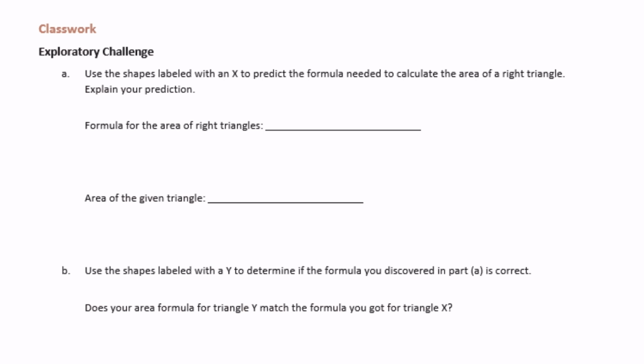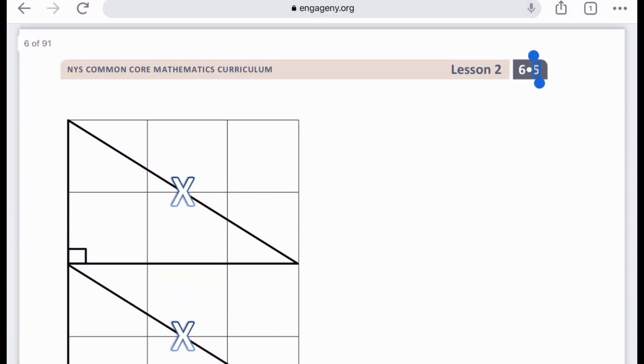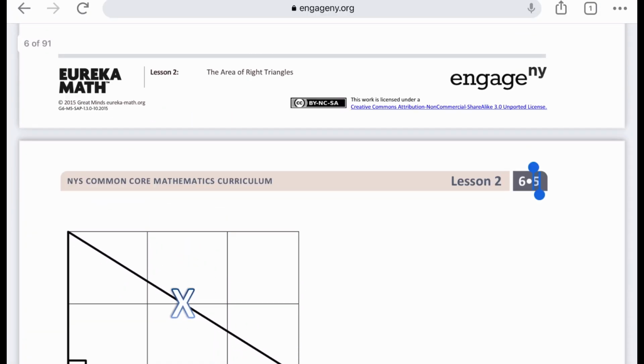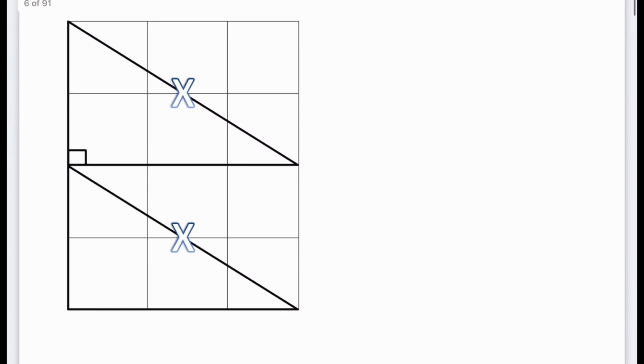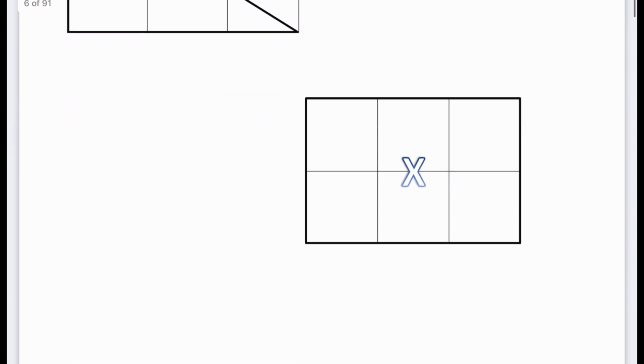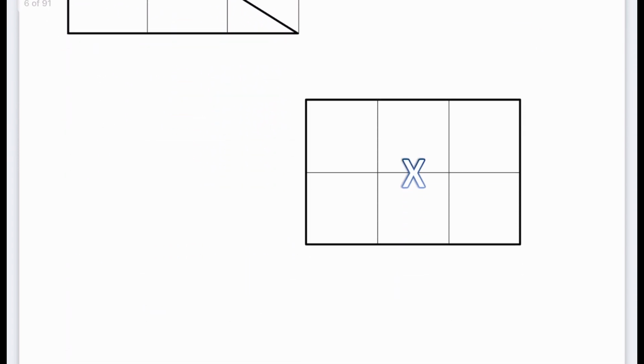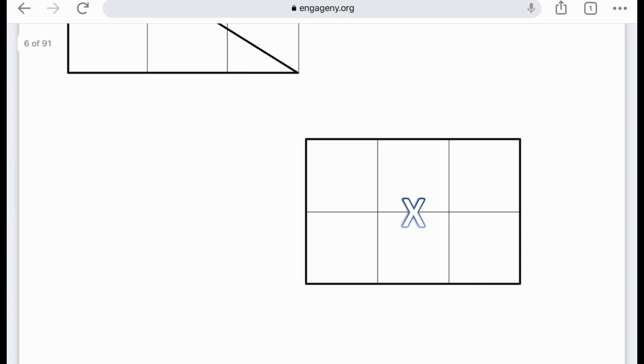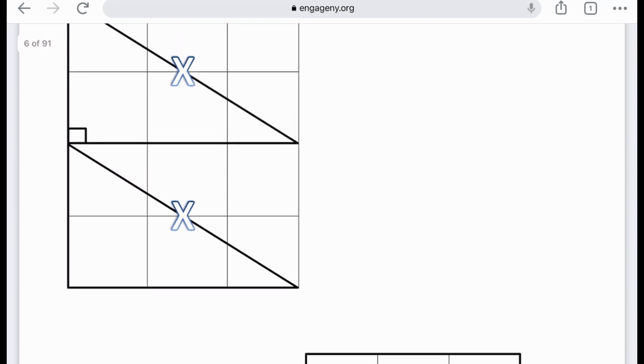Okay, so I had to search a little to find these shapes that were labeled with an X, but I found them here on their website. So we have these shapes labeled with an X. It looks like it's just a rectangle. So we have a rectangle, but we want to find the area of the right triangle.